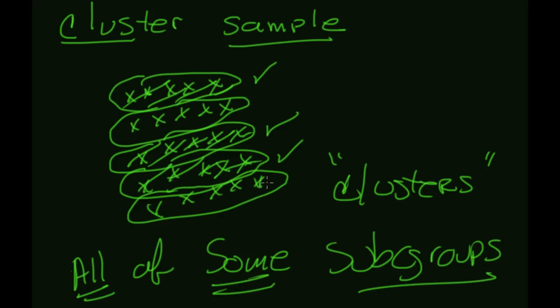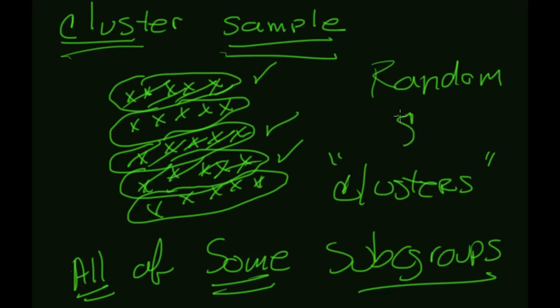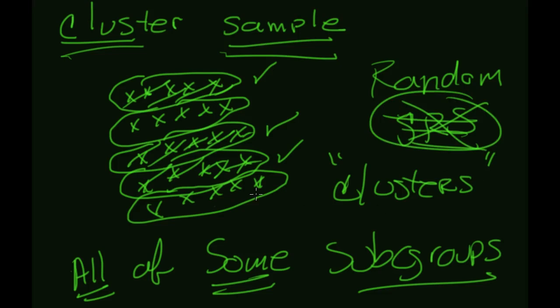So you're taking all of some subgroups. This is different from the stratified sample where you are taking some of all the groups. Here you're taking all of some of the groups. So that's the difference between cluster and stratified. Okay, so again, each person has a chance of randomly being selected. This is an example of random sampling. But again, there are certain groups that can't happen. Like you can't pick somebody from each of the groups. So this is what keeps it from being SRS. So it is random, but it is not a simple random.